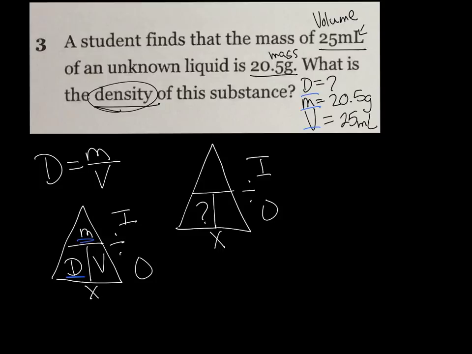Do we know what M was? Great, we have it up there, 20.5 grams. And finally, do you know what V is? Great, we also wrote it down, 25 milliliters. So now we can divide. Don't forget which one goes inside the house and which one goes outside the house. So let's start our division. 20.5 divided by 25 milliliters.